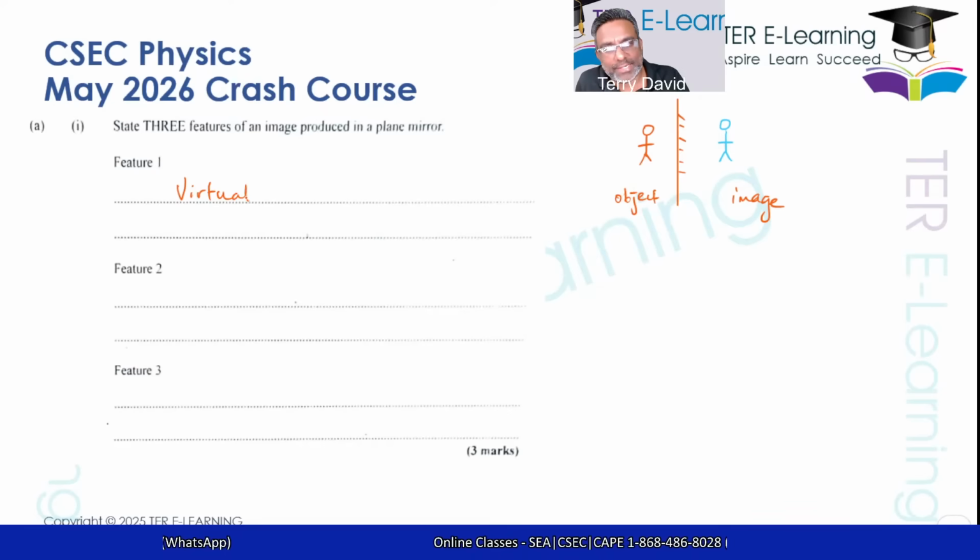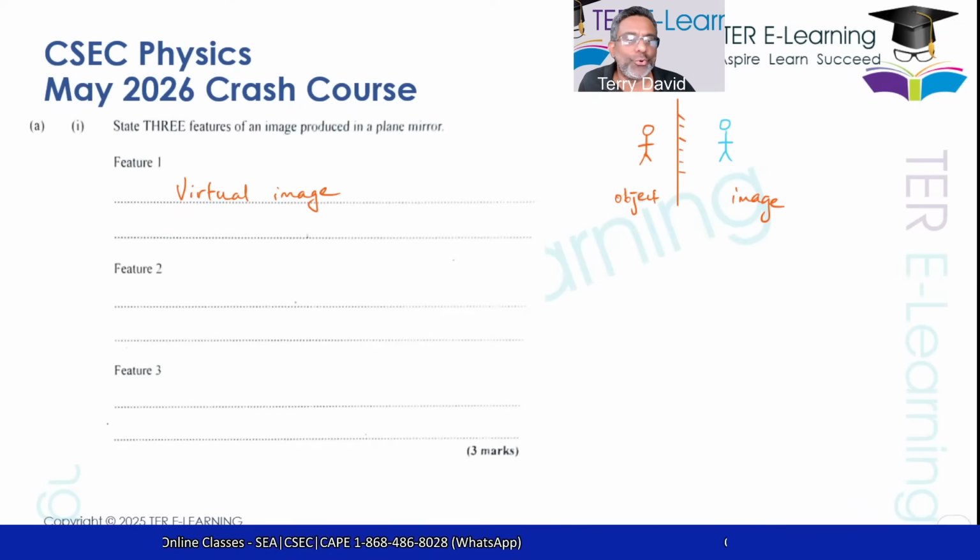Now CSEC can ask you guys what is meant by a virtual image. A virtual image is simply one where the rays appear to pass. It is one where the rays appear to pass, and also it cannot be formed on a screen. That's what a virtual image is. Okay, the rays don't actually pass through it, and it cannot be formed on a screen.